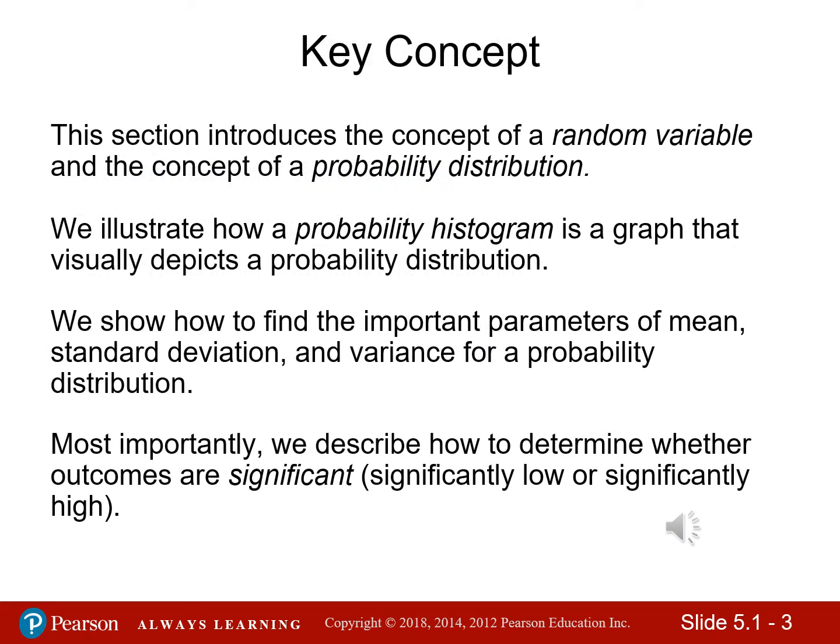In this section, we will be introduced to the concept of a random variable and the concept of a probability distribution. We will illustrate how a probability histogram is a graph that visually depicts a probability distribution. We will also show how to find the important parameters of the mean, standard deviation, and variance for a probability distribution. And most importantly, we will describe how to determine whether outcomes are significant, either significantly low or significantly high.